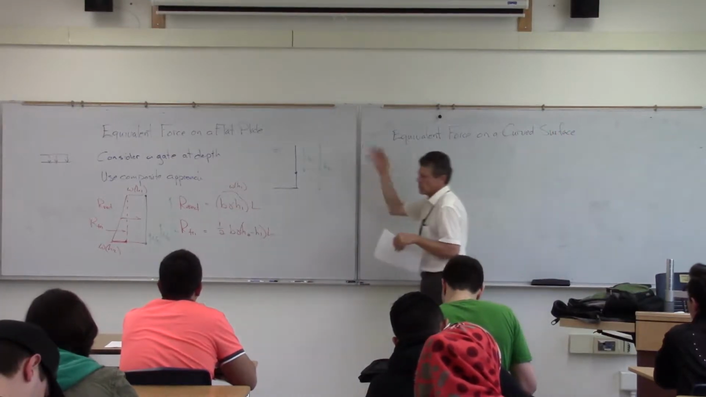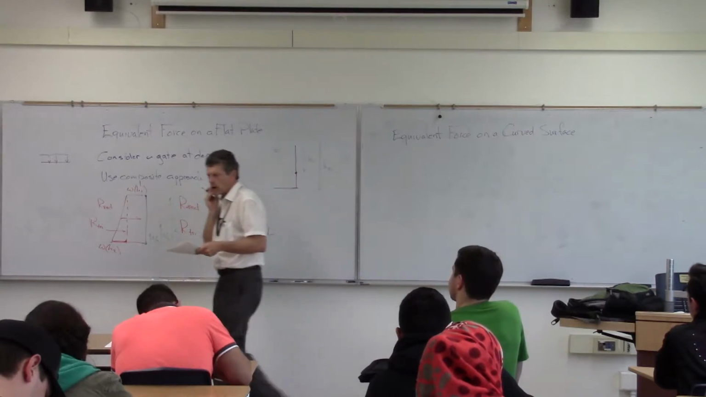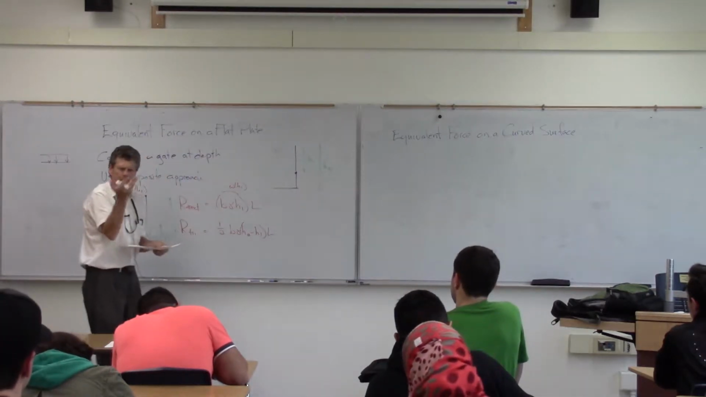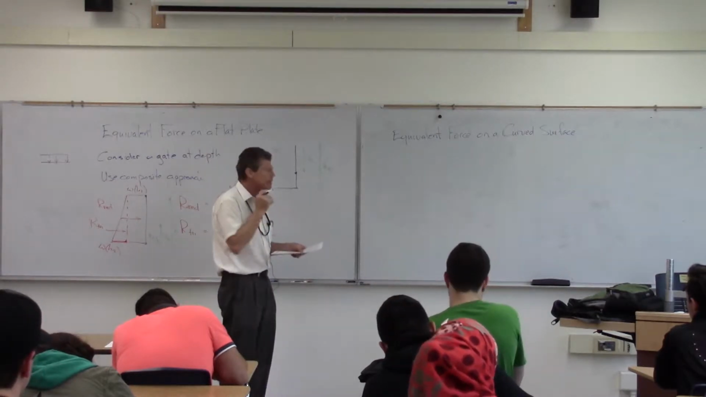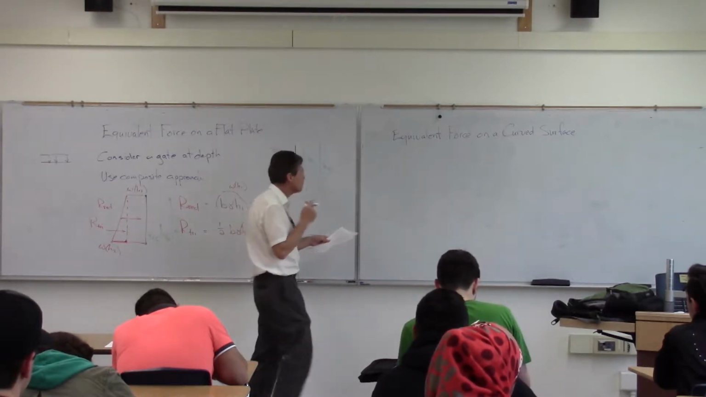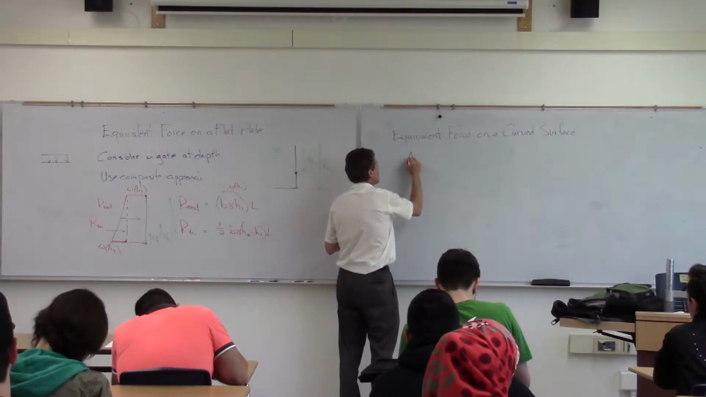So that was the easy one. Now we're going to look at a little more complicated one. We're going to look at curved surfaces because when we look at dams and that sort of thing, basically, they're not always going to be flat on their surfaces. There's going to be some sort of a curve. And we'll just kind of talk about the approach.